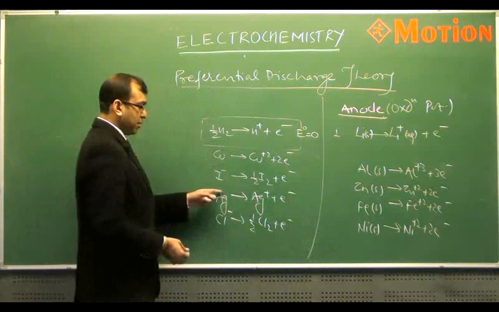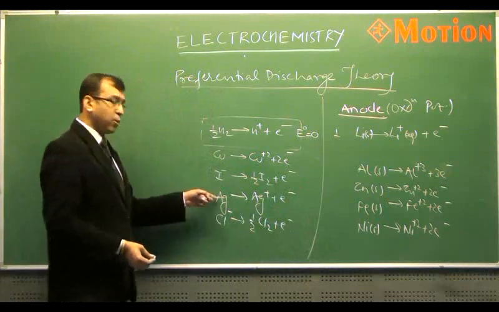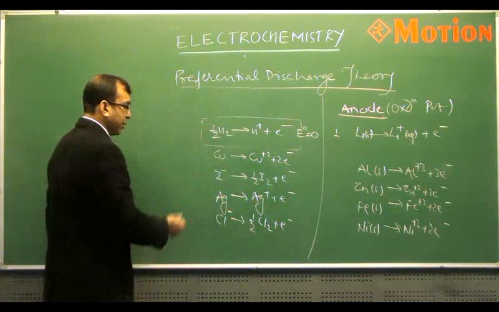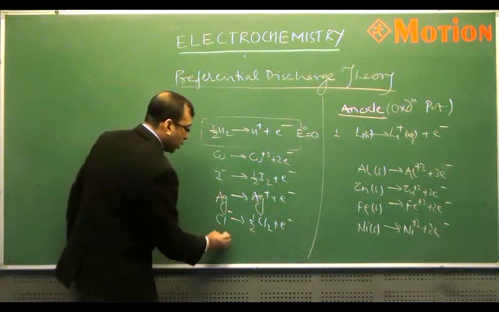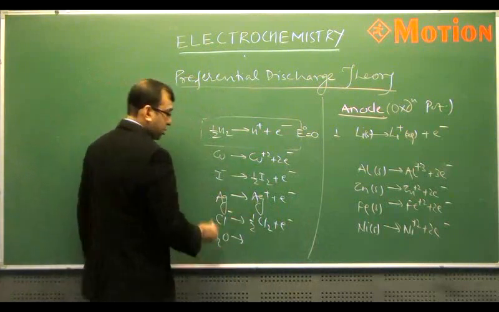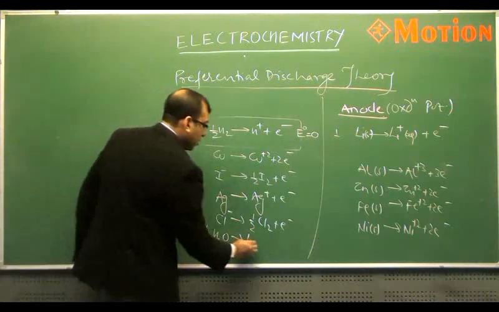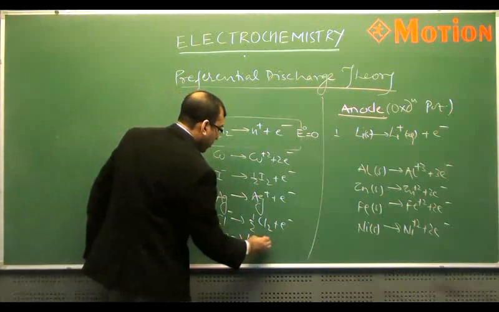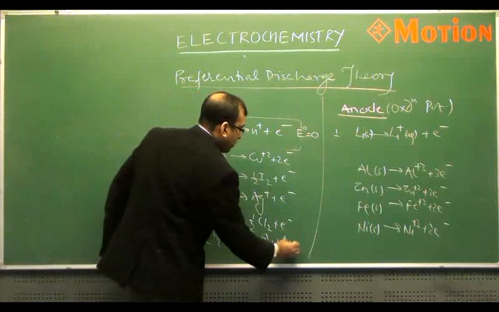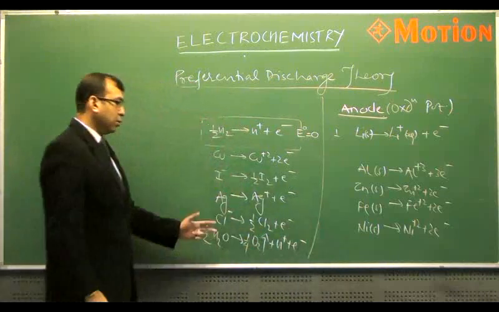In between silver and chloride there is bromide also, but normally not asked, that's why I am not writing. And then it's water giving electron. This is an important entry. Half of water gives 1/4 moles of O2 plus H plus plus electron, E naught value.